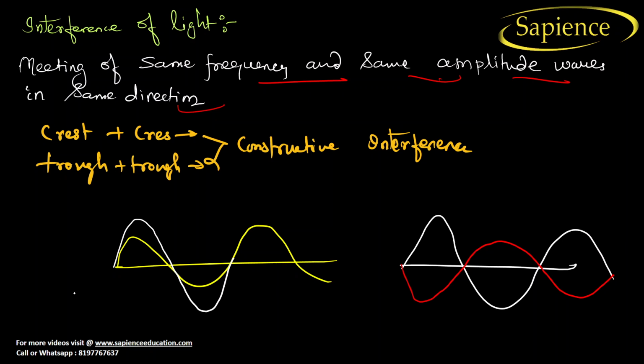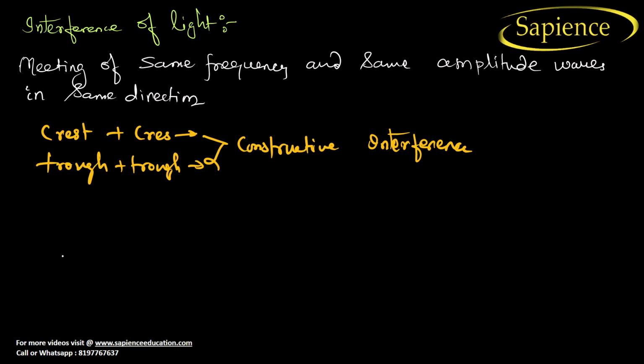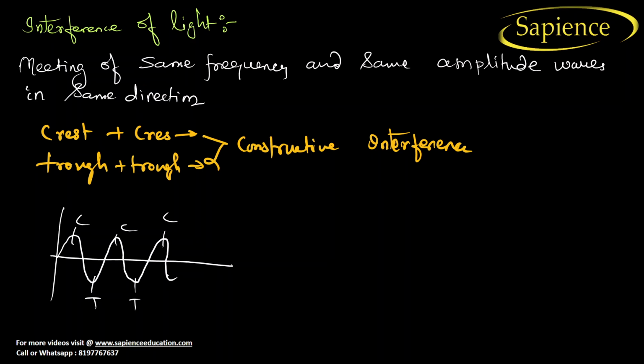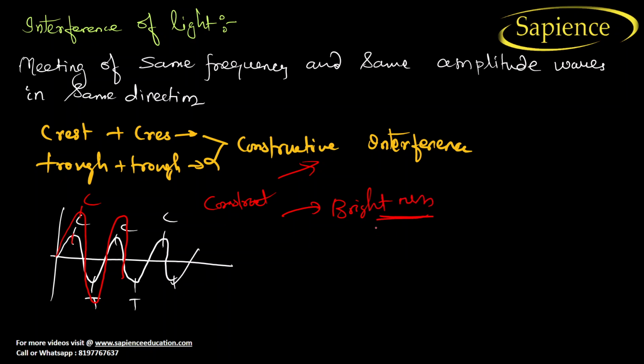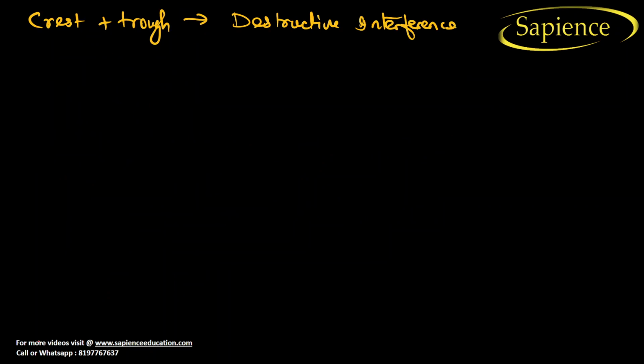See here. When crest and crest meet, let us consider there is a wave like this, and it is being created like this, and another wave. See, this is the top part and it is considered a crest. This is the bottom part, it is considered a trough, right? So when we take another wave, what you observe is that the crest and crest are matching. So it means that this is a constructive wave, right? Or we can say that it is constructive interference. And as a result, you will get brightness.